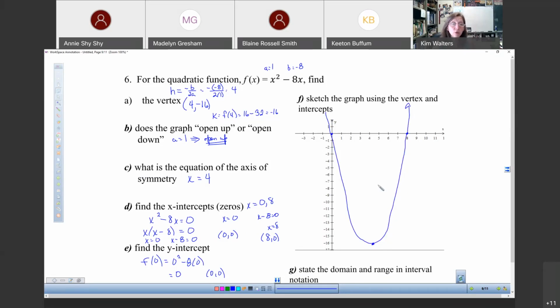That's pretty close to a beautiful parabola. Yay. Okay.